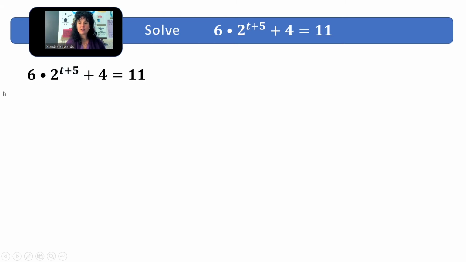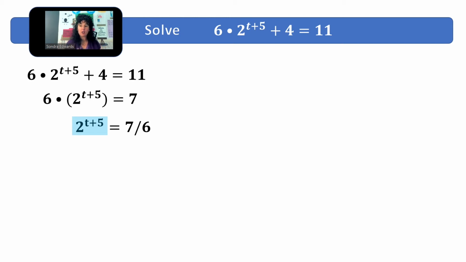So if I subtract 4, I have that. Then I'm going to divide by 6, and I now have that power by itself. Once you have the power alone, I'm going to log both sides. What I do to one side, I do to the other. So taking the log of both sides, I'm going to now lasso the exponent to the front.